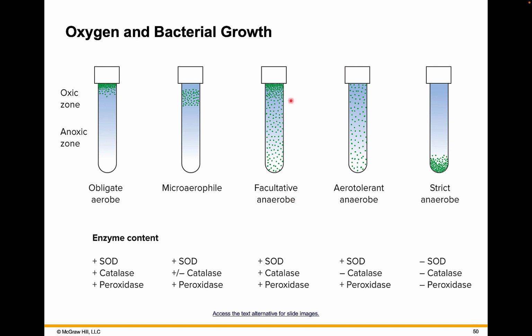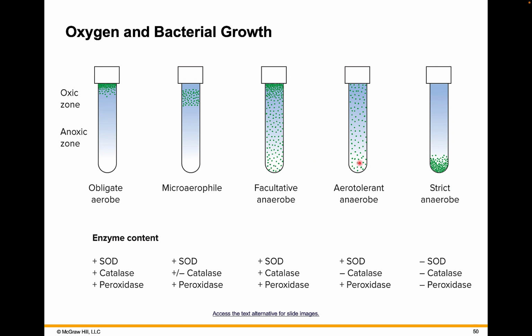Facultative anaerobes tend to grow better near the oxic zone, where they can carry out the Krebs cycle and the electron transport chain, and their growth is a little bit less towards the anoxic zone, where they cannot make that much ATP and their growth is a little bit retarded.